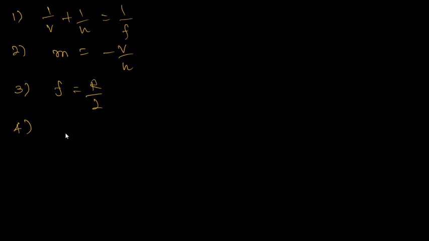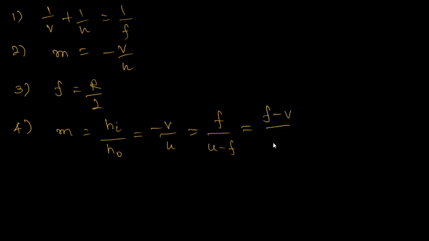Okay. So the magnification can also be given as m is equal to height of image divided by height of object. That is also equal to minus v divided by u. That is also equal to f divided by u minus f. These are all derived equations. And that is also equal to f minus v. So this will be very useful for you to find out the magnification in various terms.